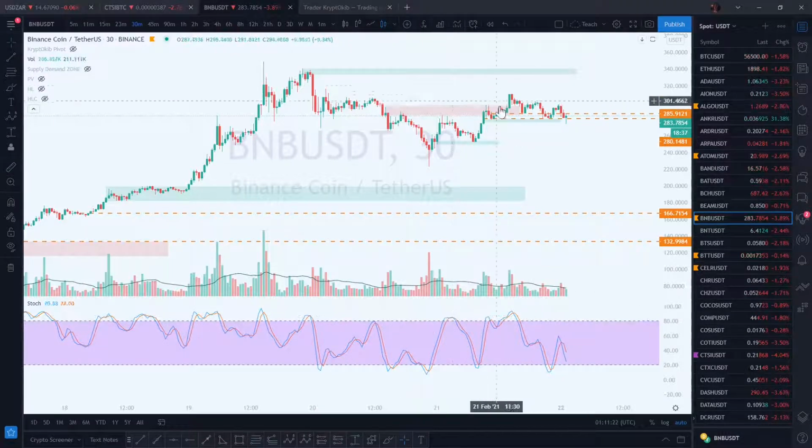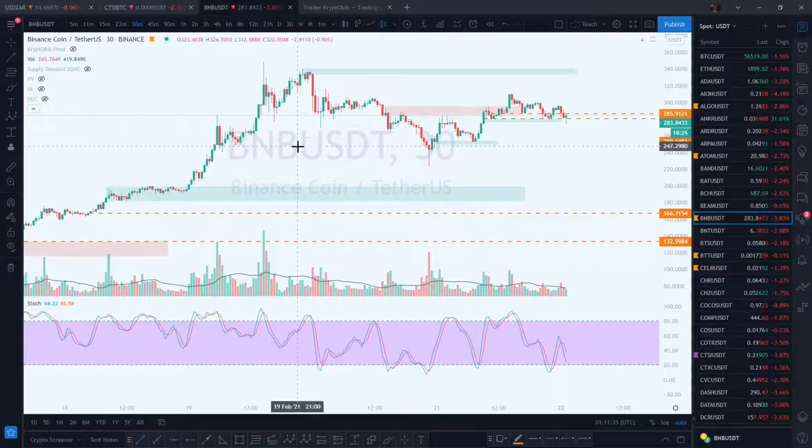Okay, at this point to this point is higher, at this point to this point is higher, so it's all fine. Now I think we have a hidden divergence here. Now remember, hidden divergence, price making higher lows, whereas indicator making lower lows.